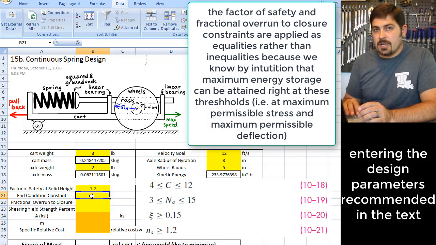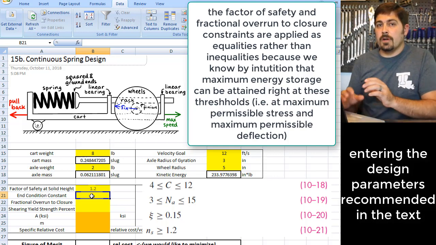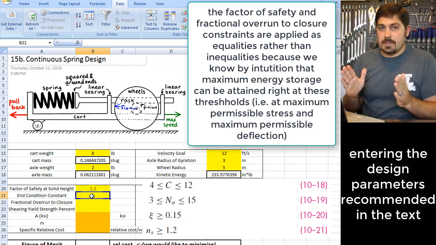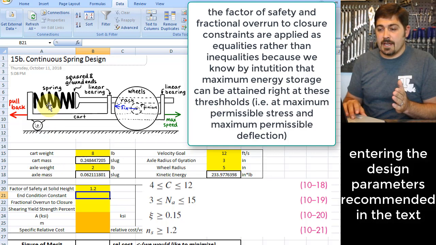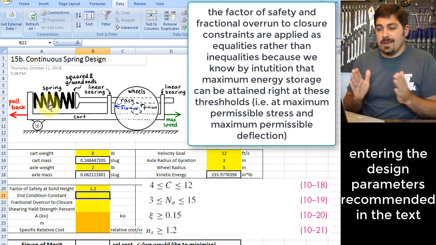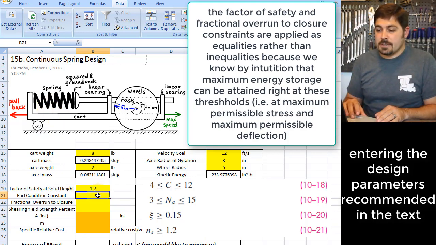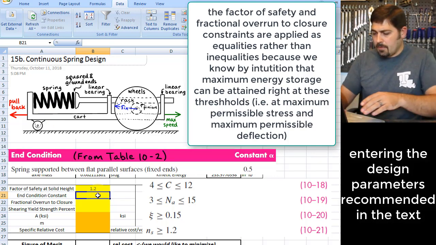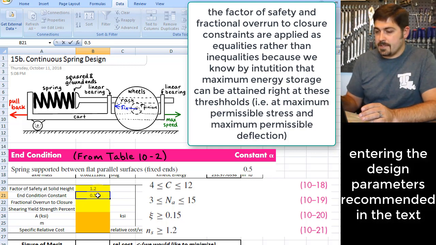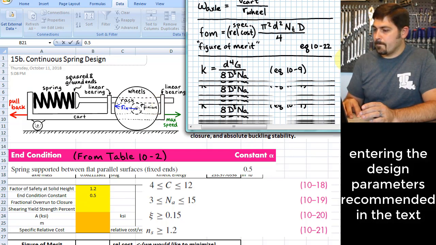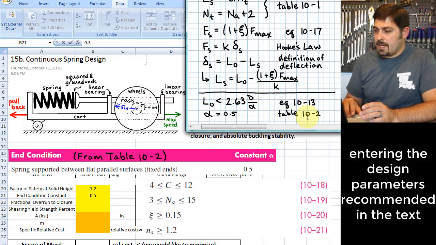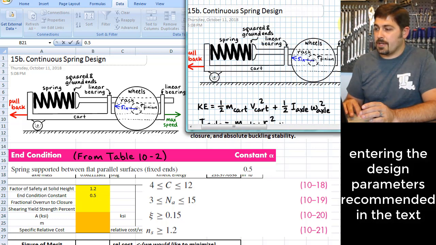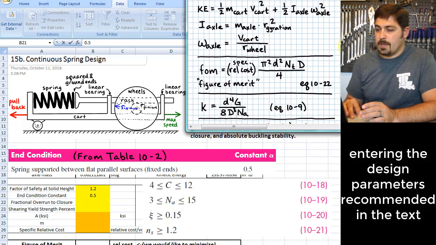The end condition constant it talks about right here is for if a spring is going to be like this one, where it doesn't have any support on the outside or the inside, it needs to not buckle, and there's an end condition constant that goes into that, and we're going to use a 0.5 because that's in one of the tables. As a matter of fact, I have that down here, table 10.2. Alpha ends up being 0.5. I'm getting ahead of myself just a little bit there. I'll talk about that a little bit more here in a few minutes.